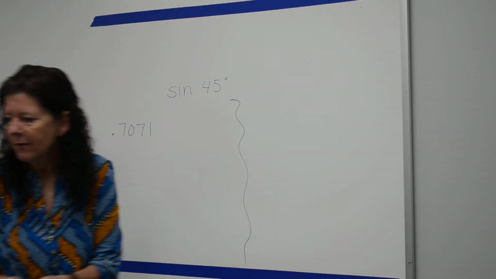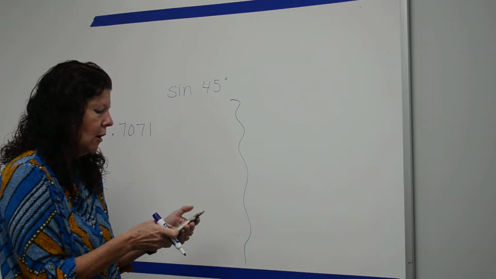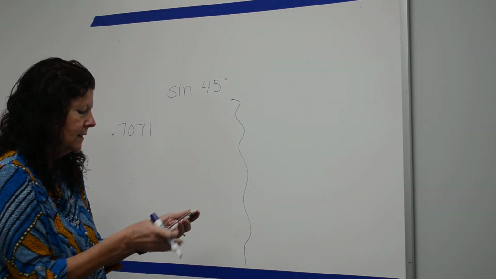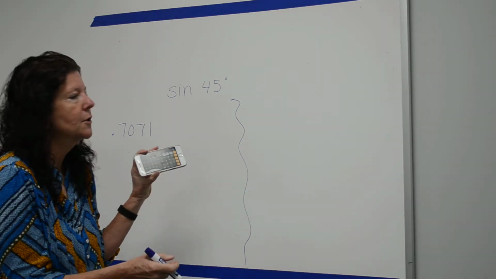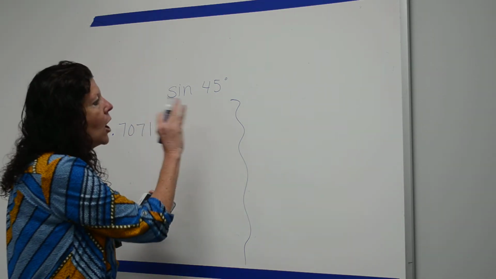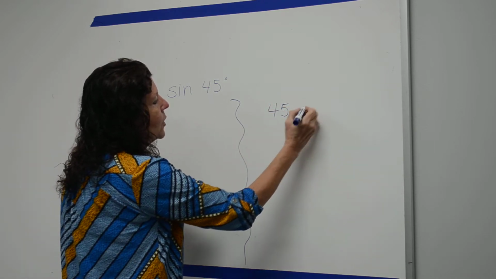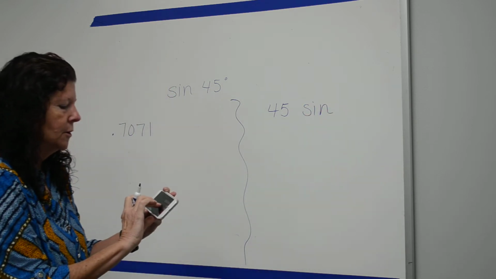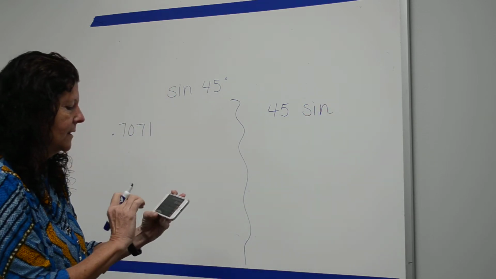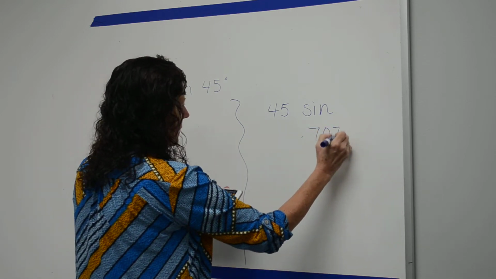If I am on my phone, you can get a scientific calculator on your phone, especially if it's an iPhone, if you turn your calculator sideways. Now on the phone, you've got to put the 45 in first and then press the sine button. So 45, then press the sine button, and it's going to give you the same thing.